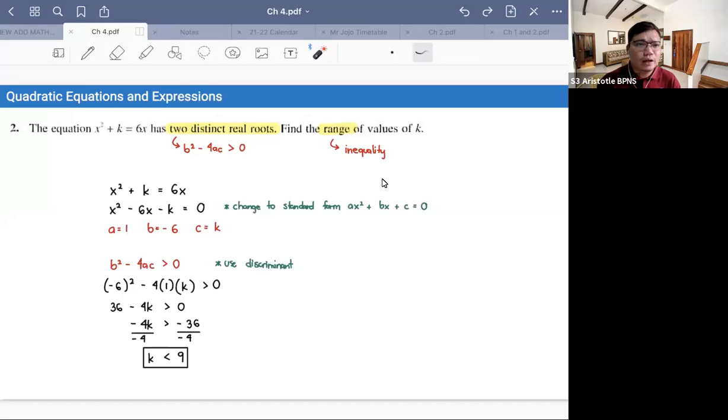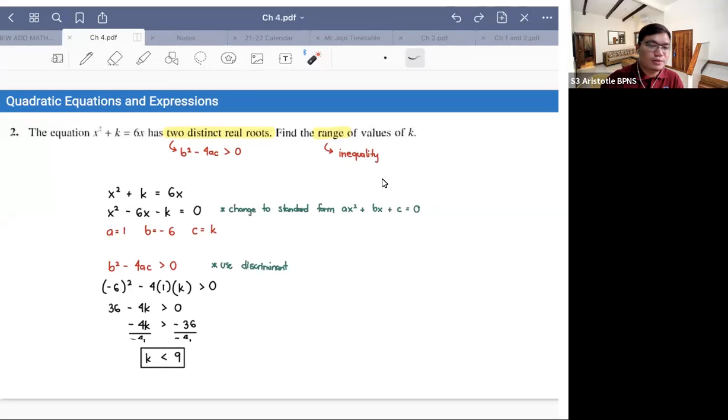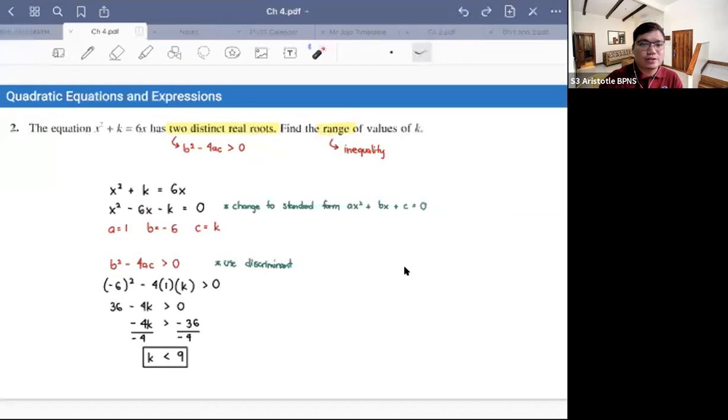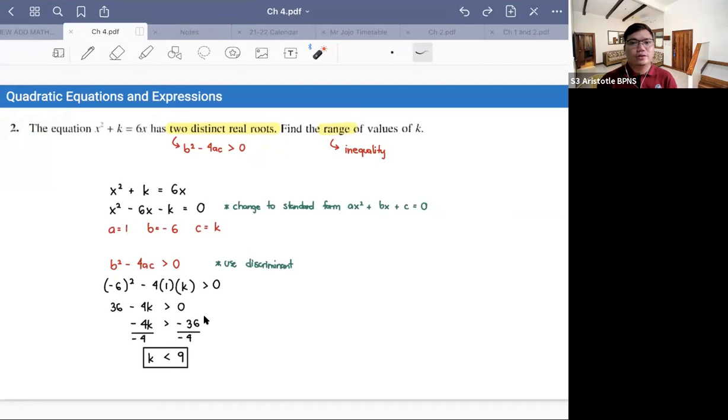So let's begin with number 2. All right, so the equation x squared plus x equals 6x has two distinct real roots. Find the range of values of k. Now, class, I have highlighted some keywords here that are very important. When you say two distinct real roots, that means that your discriminant is greater than 0, or it's positive, in other words.